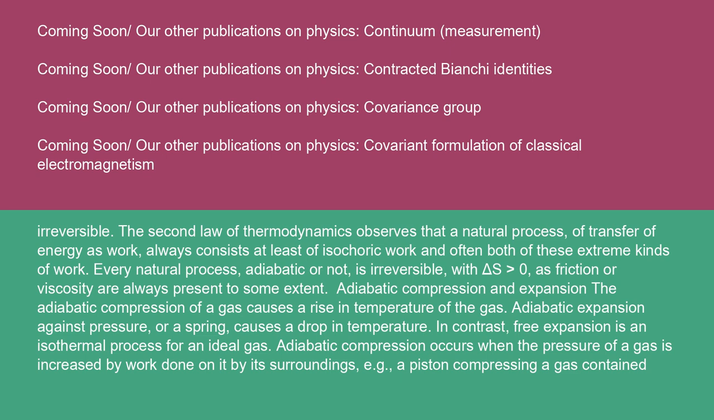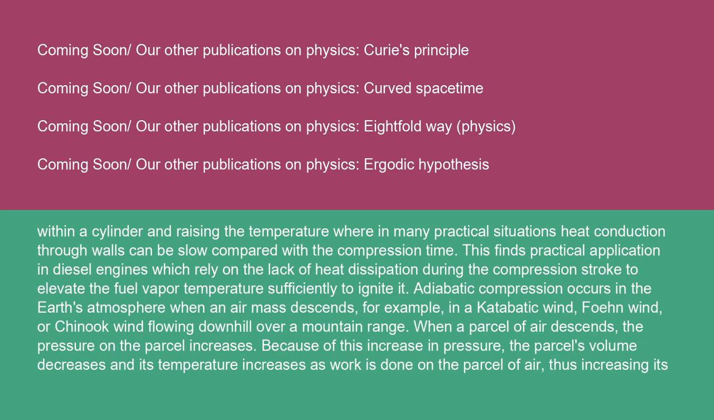The adiabatic compression of a gas causes a rise in temperature of the gas. Adiabatic expansion against pressure, or a spring, causes a drop in temperature. In contrast, free expansion is an isothermal process for an ideal gas. Adiabatic compression occurs when the pressure of a gas is increased by work done on it by its surroundings, e.g., a piston compressing a gas contained within a cylinder and raising the temperature, where in many practical situations heat conduction through walls can be slow compared with the compression time.